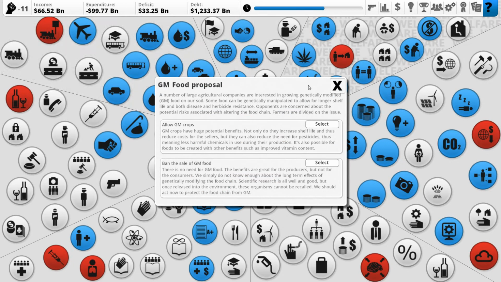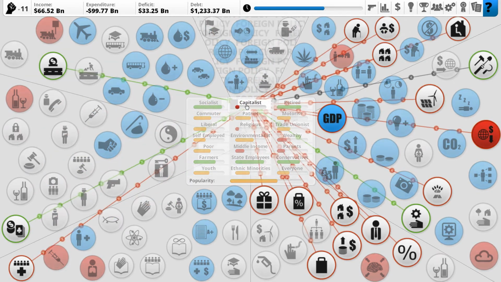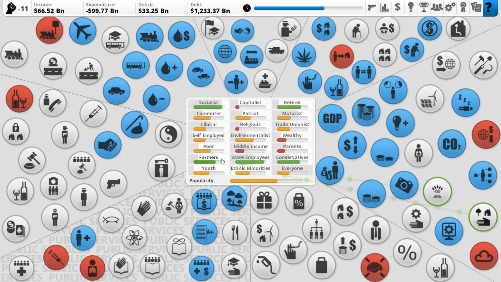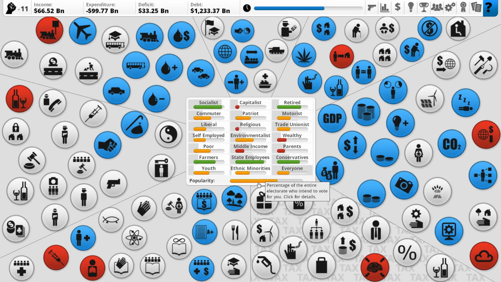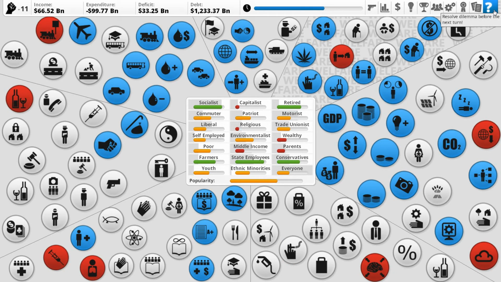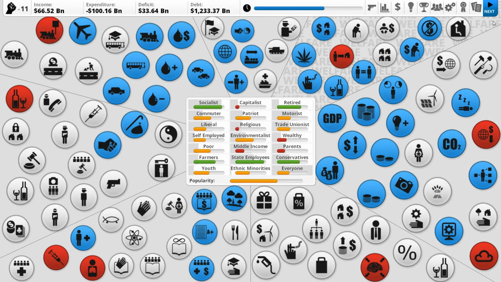Oh, GM Foods. This one is beneficial to farmers and capitalists, not as good for the environment and liberals. So let's take a look at that. Capitalists are really low. Farmers are fairly low. We have quite a few liberals. Yeah, I guess we'll just ban them. Yeah, ban them.